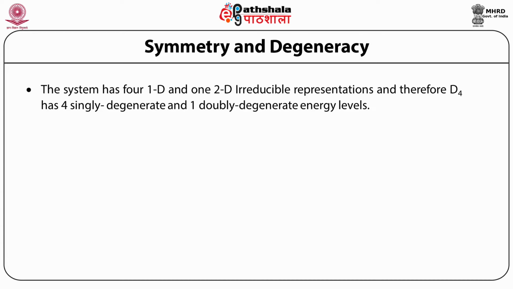This is what group theory alone tells us: from the character table and the symmetry operations, we know the degeneracy of the energy levels. So we can see that the system has 4 singly degenerate and 1 doubly degenerate energy level.